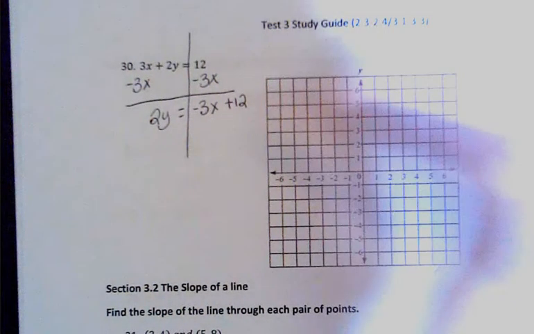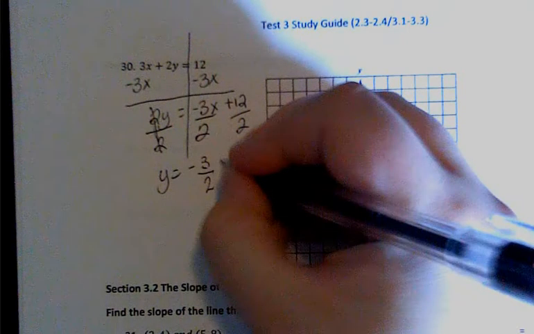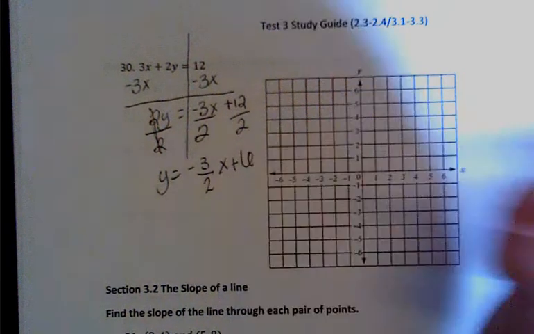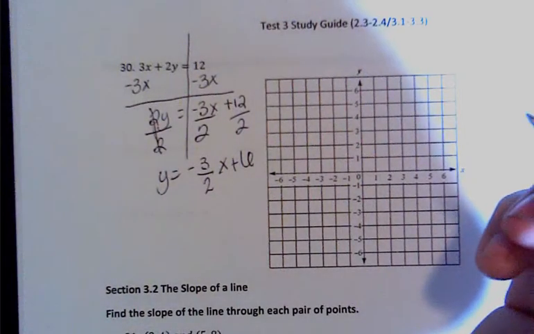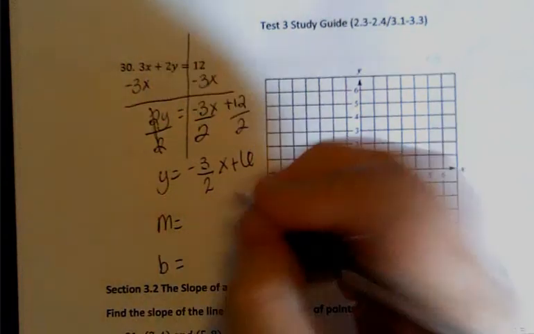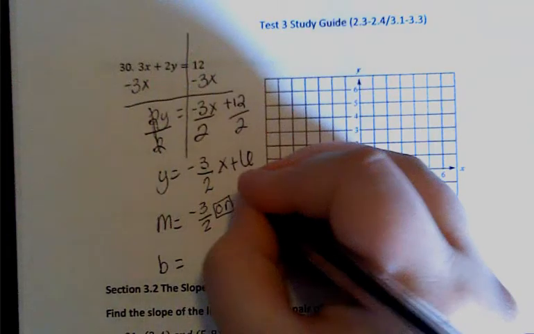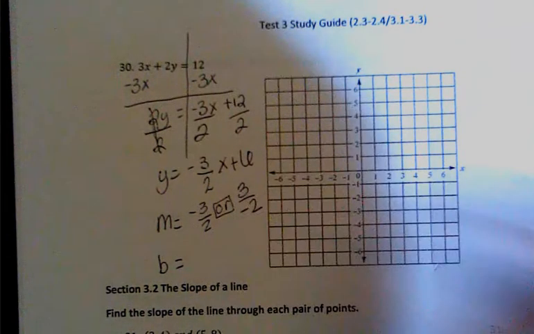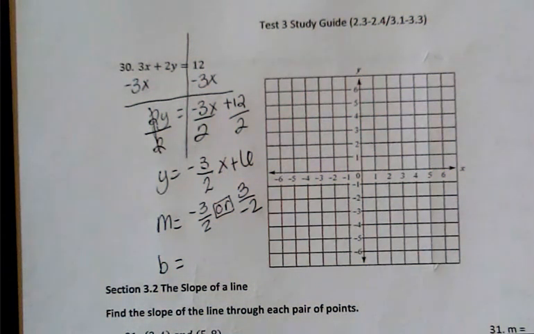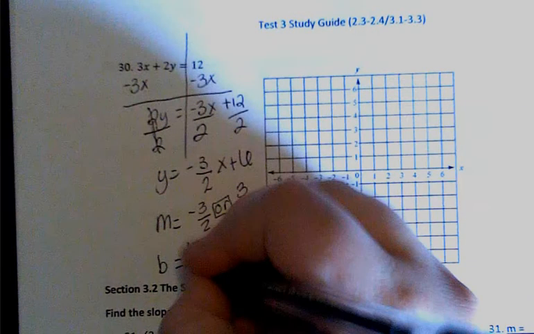And then I'm going to divide every term by 2 to get y equals negative 3 over 2x plus 6. So now I identify our m and our b. Our m is negative 3 over 2, or you could have put a positive 3 over negative 2. It doesn't matter which one you make negative as long as one of them is. And then your y-intercept is a positive 6 this time.